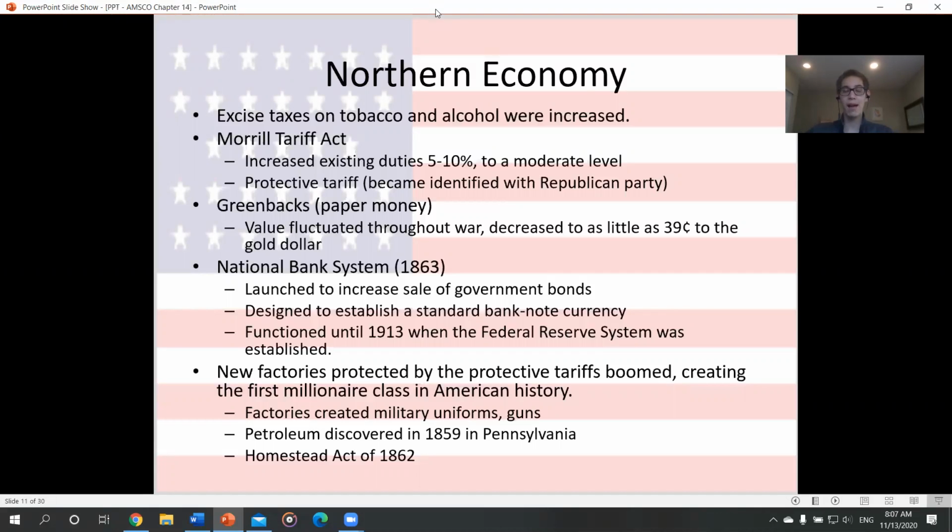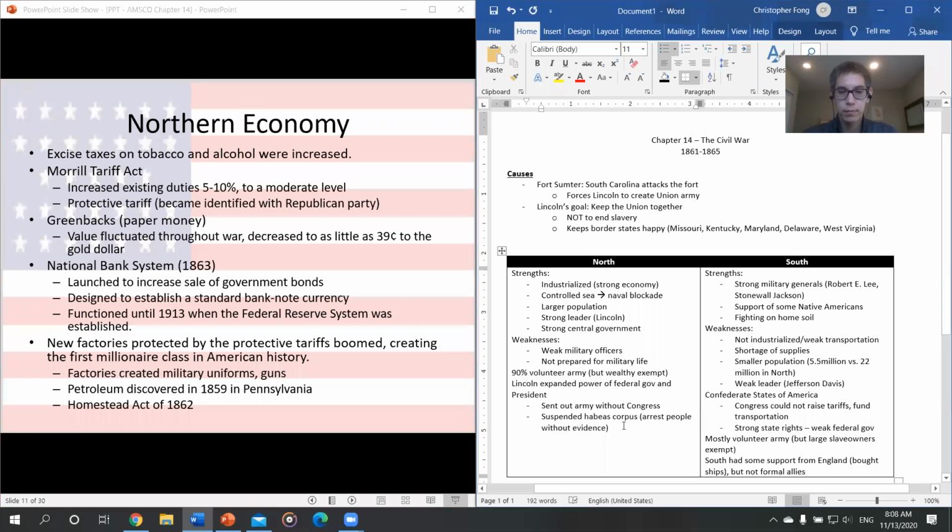And the biggest effect of all of these taxes and a more stable economy with the national bank system is that Northern industry is booming. Northern industry is exploding in a good way. And we have our first millionaires in American history. These factories created all of the military supplies that were needed to fight the war. They discovered petroleum, oil, in 1859 in Pennsylvania. That's going to lead to another boom as well.